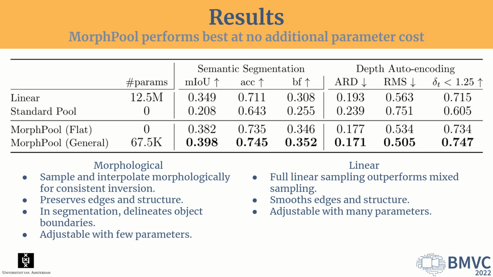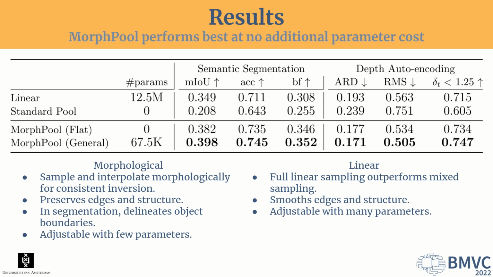From these results, we can see that consistent inversion, either linear or non-linear, seems to outperform a mixture, as captured by the standard pool. In addition, MorphPool outperforms linear sampling for this particular data. We hypothesize this is because depth maps are nonlinear at geometric edges, and linear sampling would smooth out edges and structure. We can see this in the boundary F1 score on semantic maps, in which we want clearly delineated object boundaries, but also in depth autoencoding, in which MorphPool just generally outperforms linear methods.